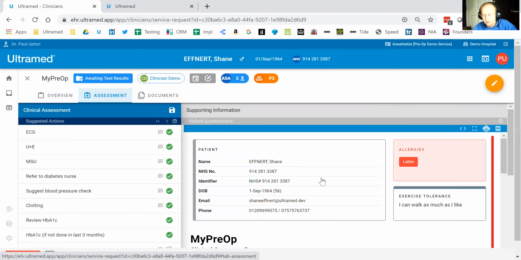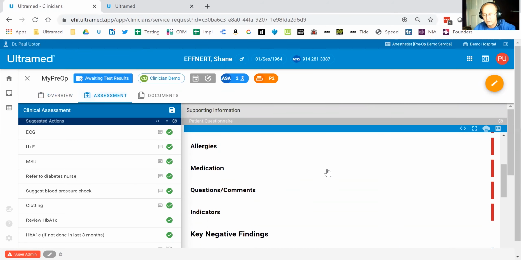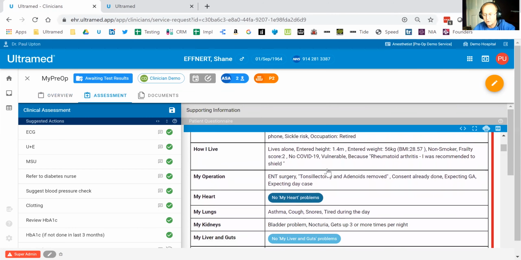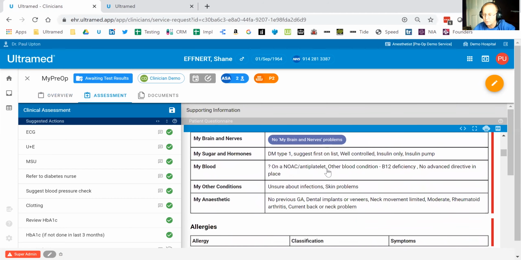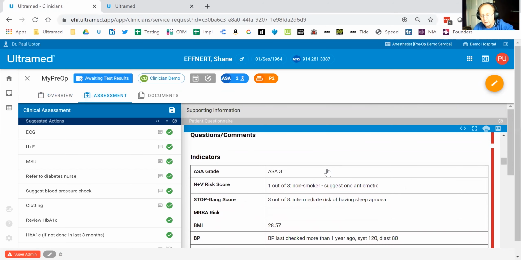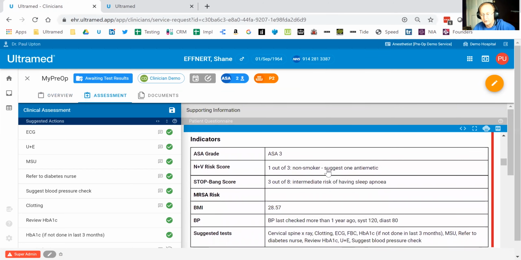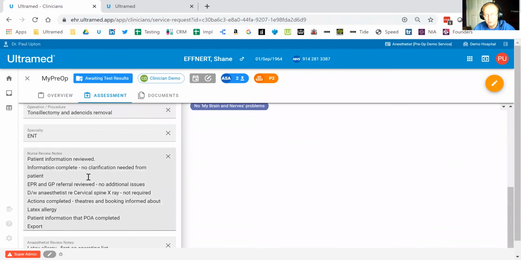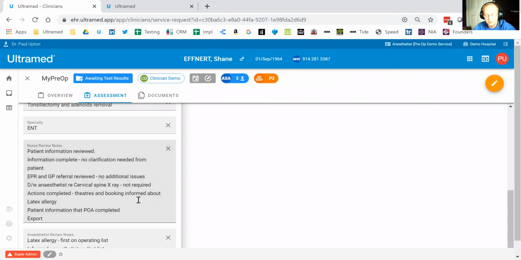We can see here on the right-hand side the patient's questionnaire, and then as you go down through that, you can see this summary page where the key information is pulled to the front. This is the stuff I would have really liked to have seen when I was an anaesthetist. We can see then the various indicators, so the ASA grade, suggested tests and actions. On the left-hand side, the nurse will then work through those actions and write their reviewing notes here. And if required, the anaesthetist will also get involved.